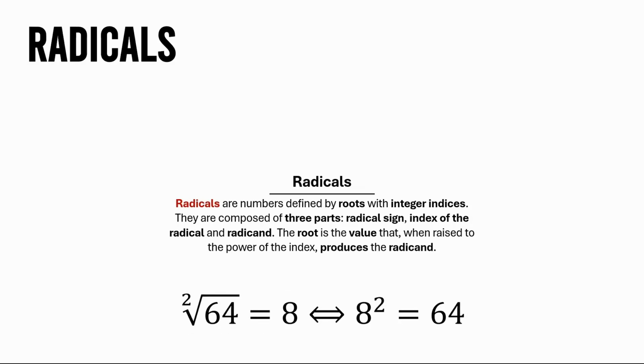Radicals and exponents are connected to each other. If we raise the result of the radical, 8, to the index 2, we get the number below the radical sign, the radicand, 64.